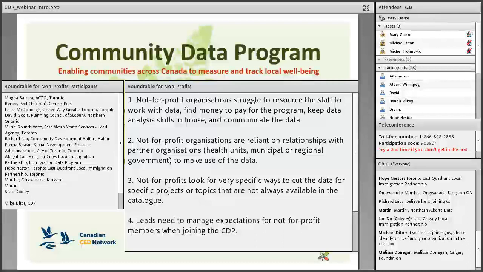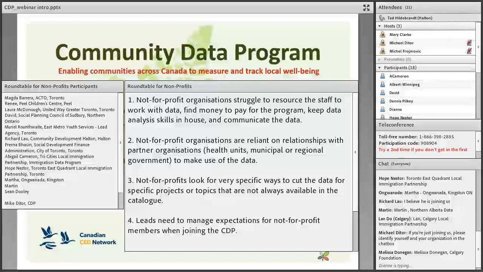I'll also let you know we have Mike Dieter and Michelle Fromovic, who are also from the CDP on the computer with us today. They can also speak to things or answer questions about the program as we go along, as it will help our discussion. So great. Thanks, Ted. What do you think?